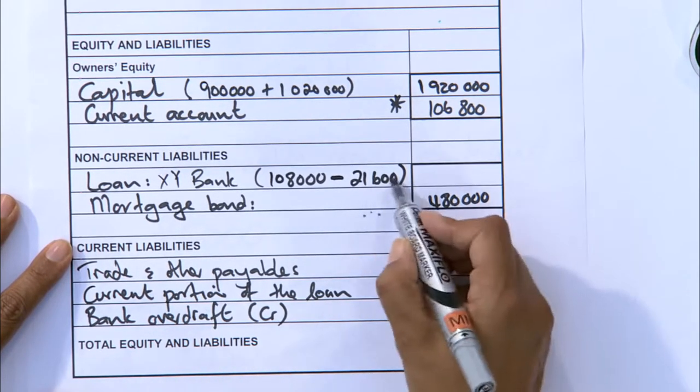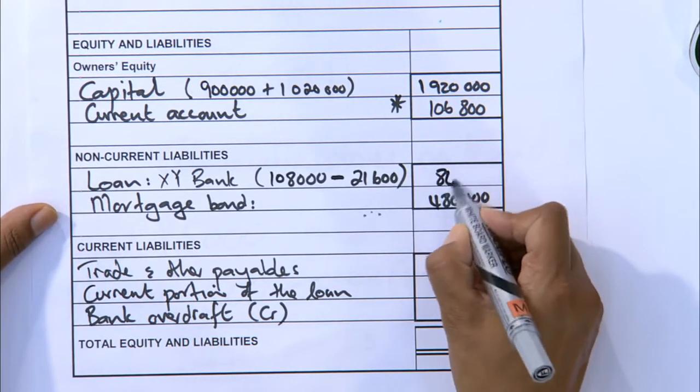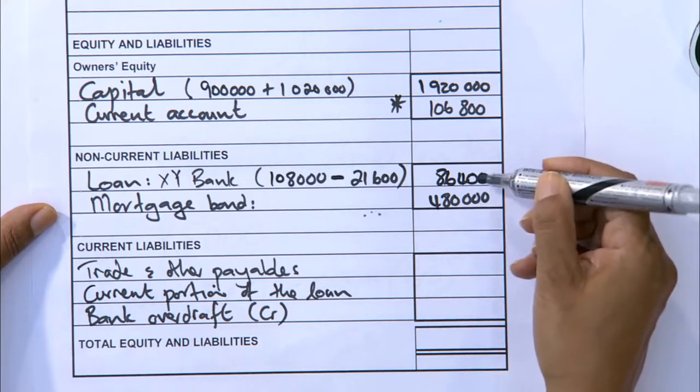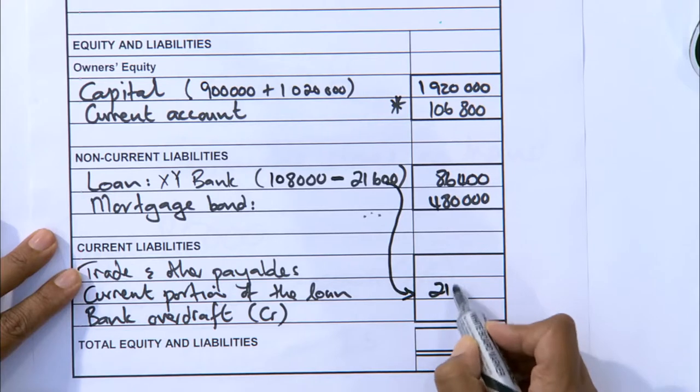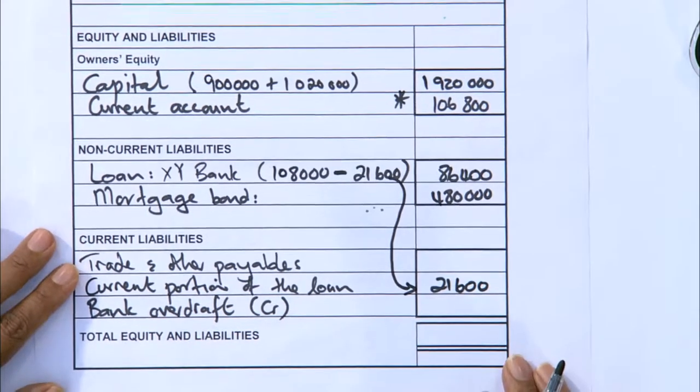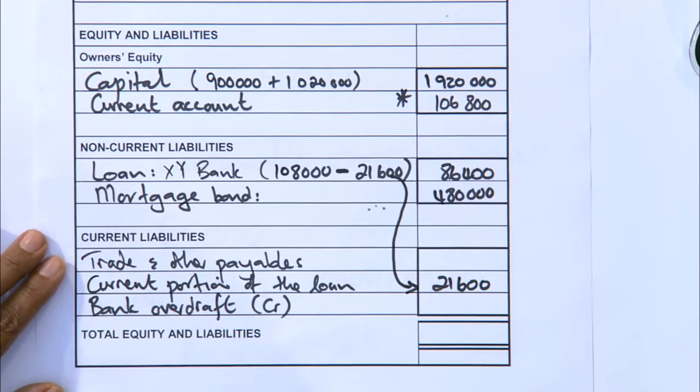That amount I take away, and I put 86,400 as a long-term loan. Then I move that amount, 21,600, down to a short-term loan. And I categorize it as a short-term loan.